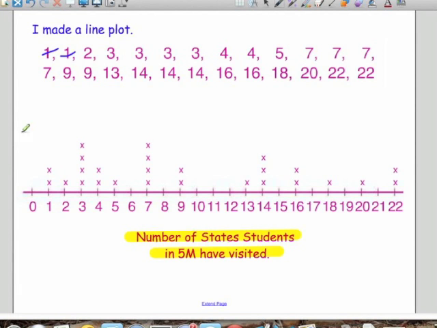Okay, our minimum is the lowest number. So we're going to go all the way back over here to 0. Our minimum is 0, but nobody has picked it. So our actual minimum is going to be 1 because only one person has visited one state because we live in one. 2 people have visited our minimum number of states, which is 1.